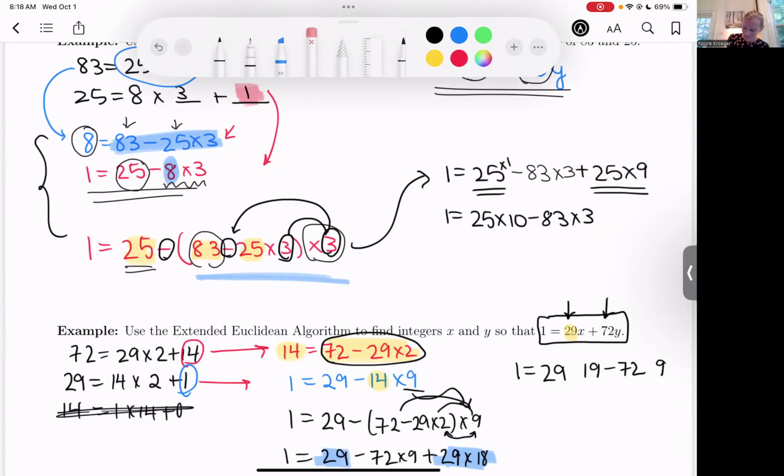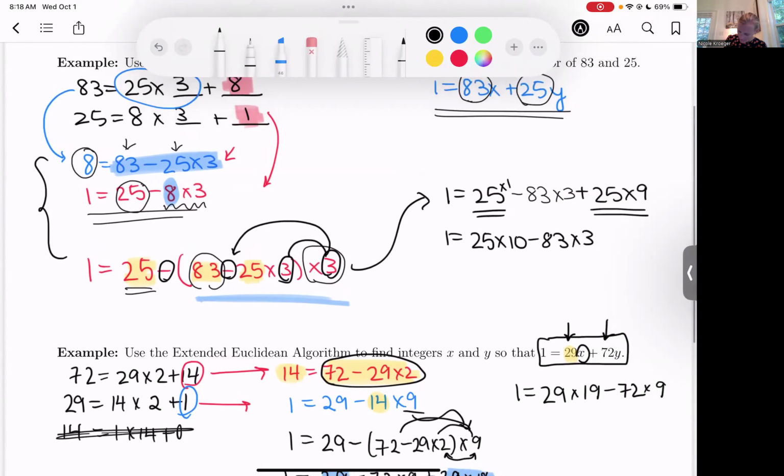I don't really love the multiplication symbols in here, but we'll write them. So in this case, the x from up here, x would be 19, and then y would be negative 9, since I had written this as a plus in between these guys.